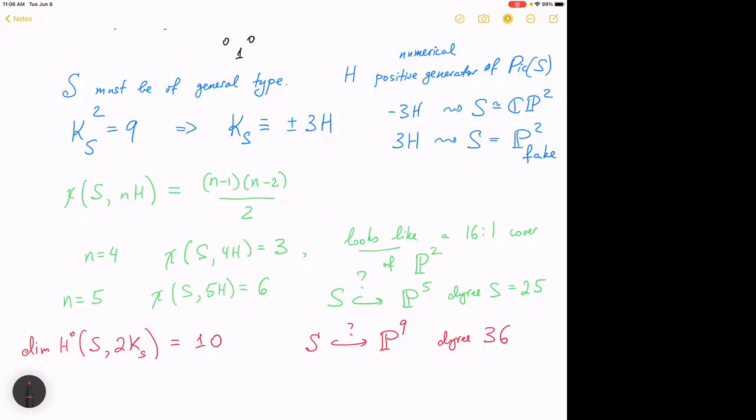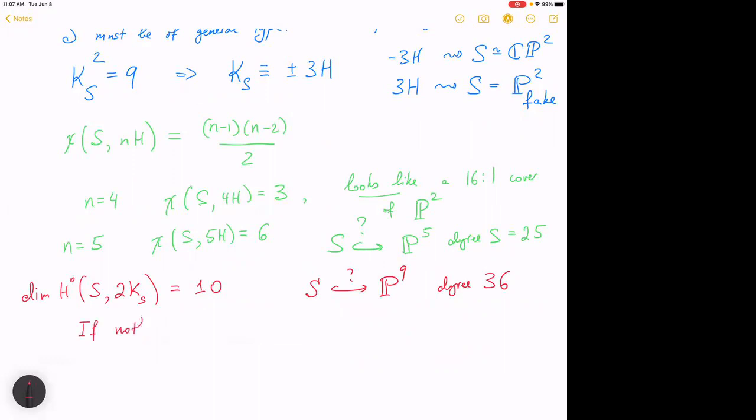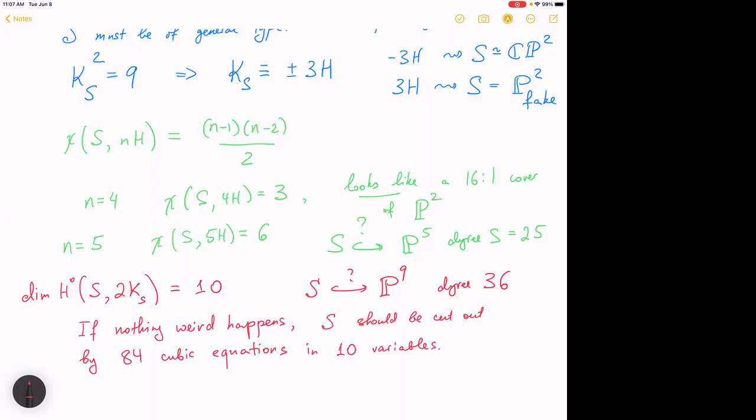but if life is good, so if nothing weird happens, then S should be cut out by 84 cubic equations in 10 variables. And by nothing weird happens, I mean, well, who knows if the system is base point free, who knows if it's an embedding, and then who knows if it's projectively normal. In the cases computed so far, it's true, and then there are some results without explicit computations where you can say that some of it is true. But it's not easy a priori to argue that.